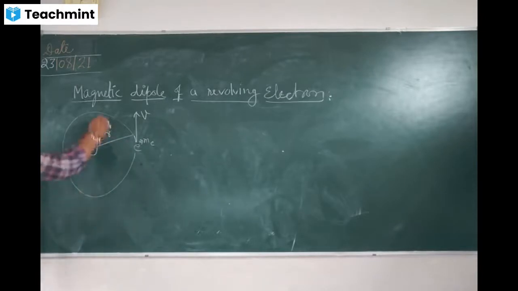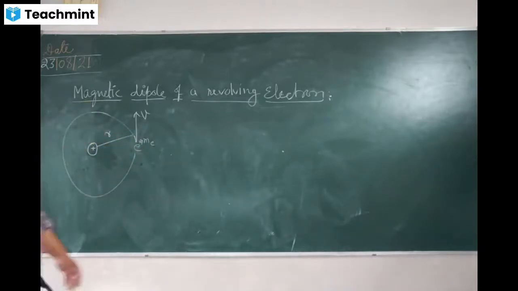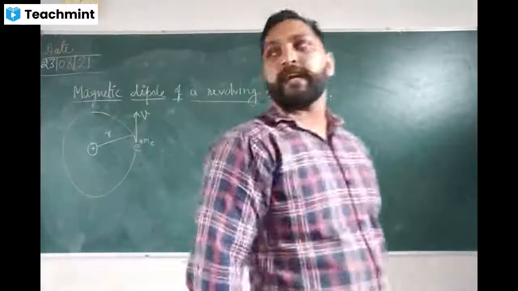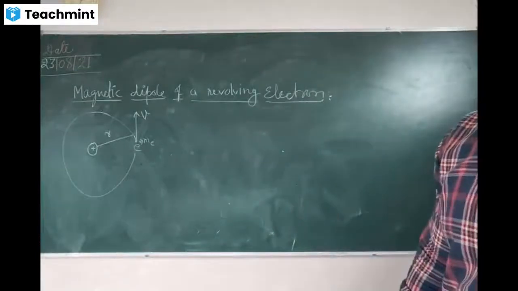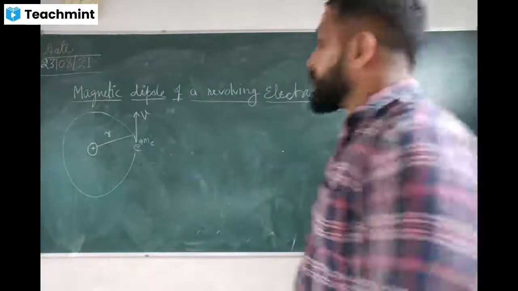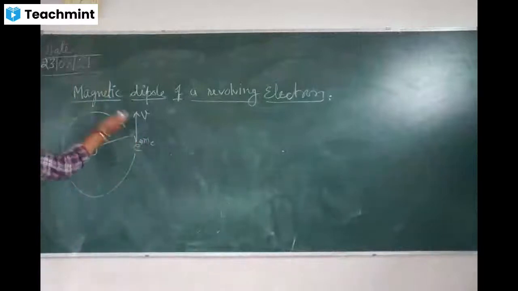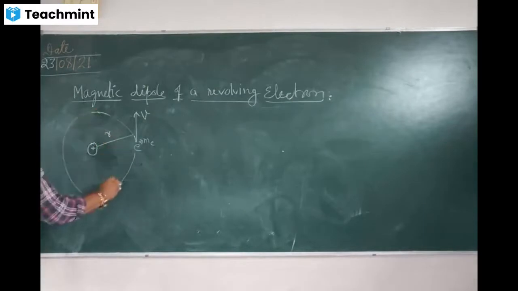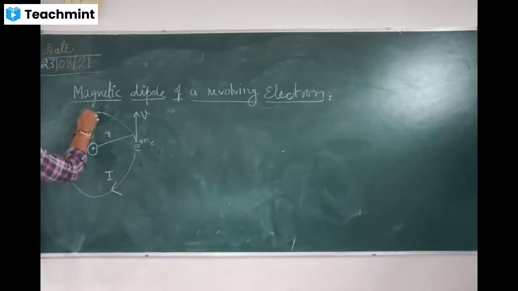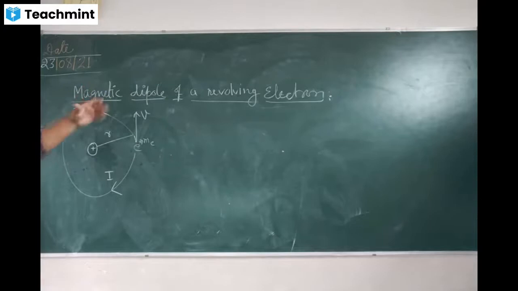Now if the electron is revolving like this, anti-clockwise, then what is the direction of current? Clockwise. We know that the direction of current is always opposite to the direction of motion of the electron. So here the electron is moving in this direction, so the direction of current is like this. This is the direction of current.